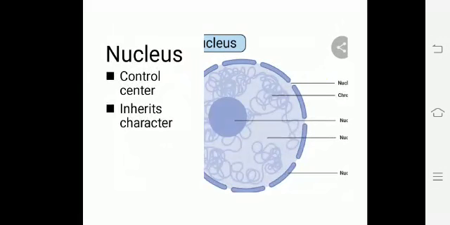Then inside the nucleus we can find the nucleoplasm. Nucleoplasm is a jelly-like fluid found inside the nucleus. Then inside the nucleoplasm there is a rounded part, that is called the nucleolus. What is the work of the nucleolus?